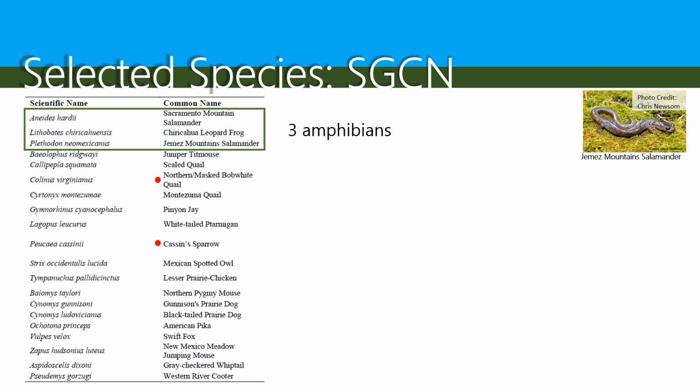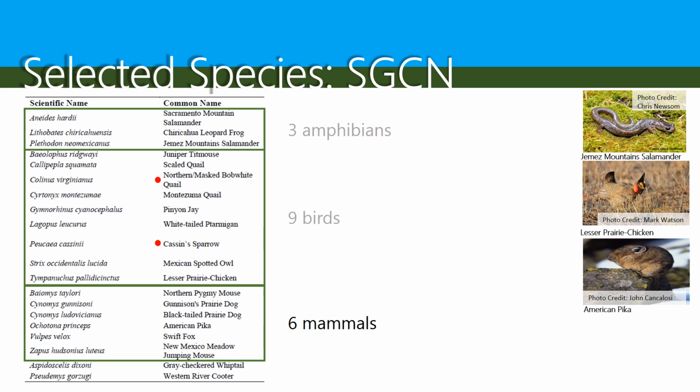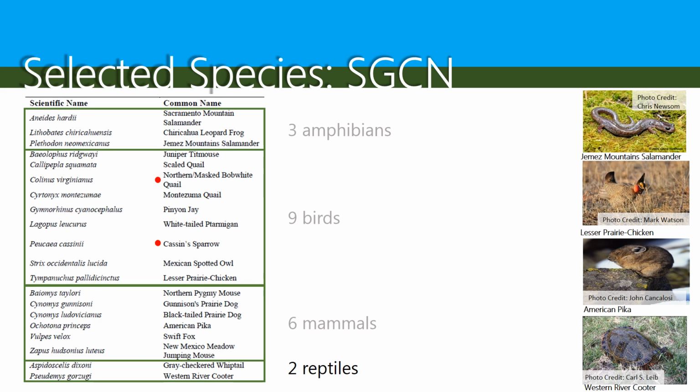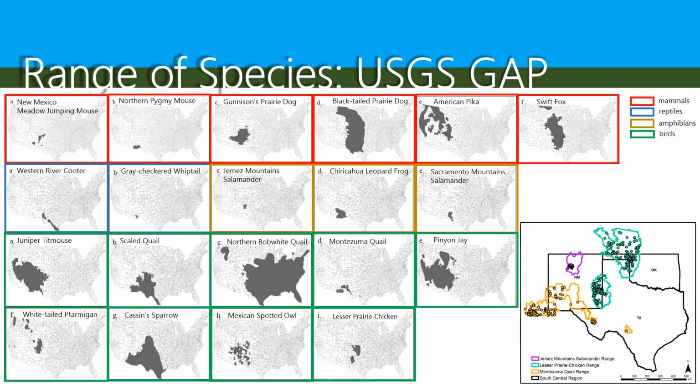3 amphibians, 9 birds, 6 mammals, and 2 reptiles. I want to highlight that the 2 birds with red dots are actually birds that are species of greatest conservation need in Oklahoma and Texas, but not in New Mexico. The diagrams here show the 20 species ranges from the USGS GAP.